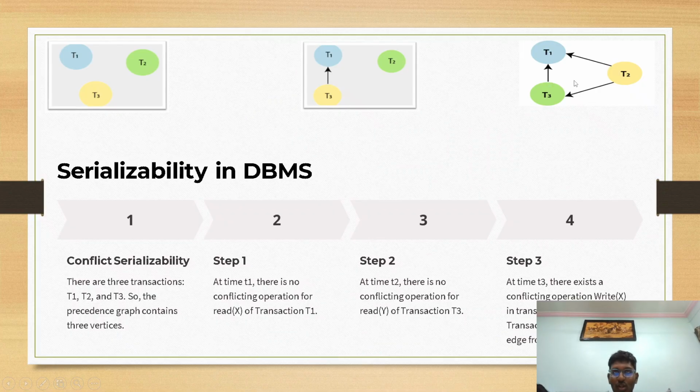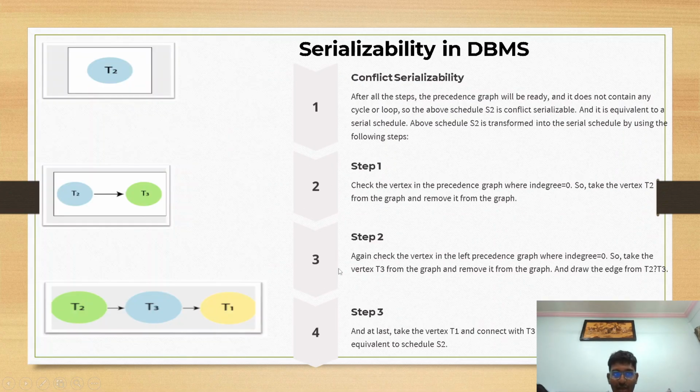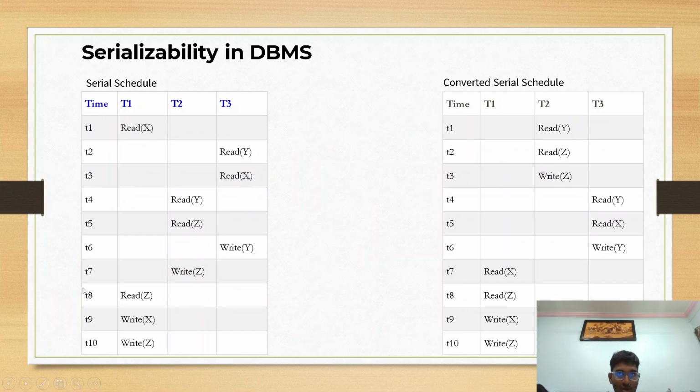Obviously, T3 also has in-degree equal to 0, so we are also extracting it. Now we are drawing the edge from T2 to T3, and the remaining T1 is also drawn, and the edge from T3 to T1 is drawn. So now this is equivalent to schedule S2. This was the earlier schedule, and this is the converted serial schedule.